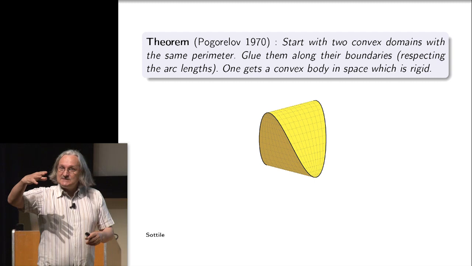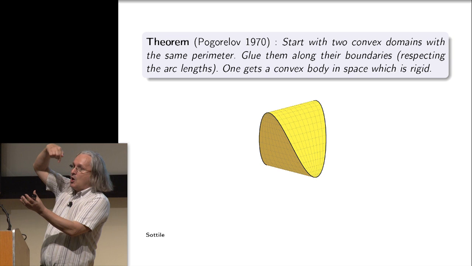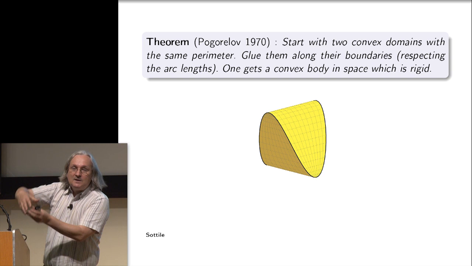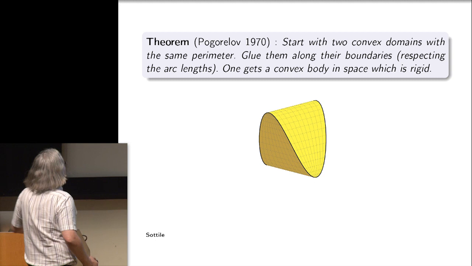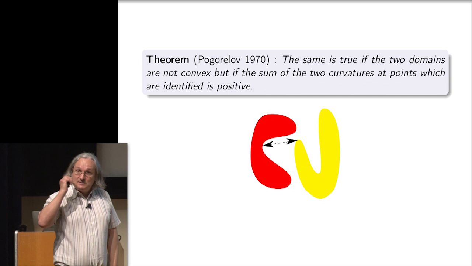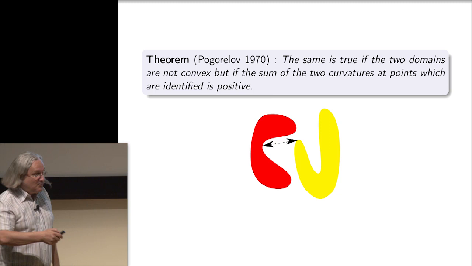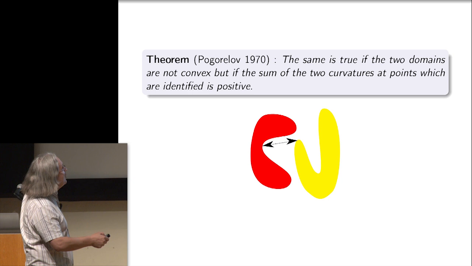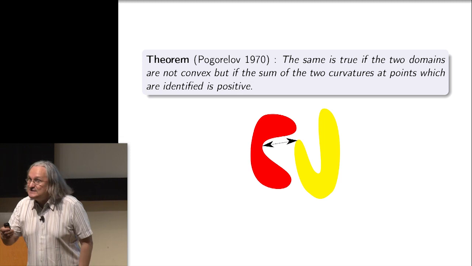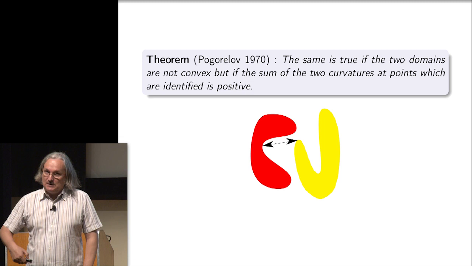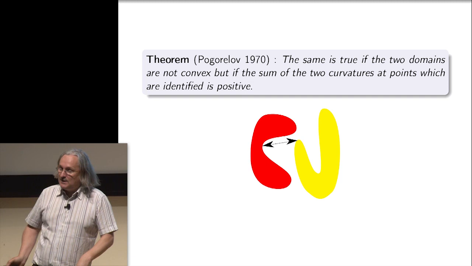The two pieces will fold. The boundary will become some kind of non-planar curve, and you construct a very beautiful object. This theorem is far from obvious. You take two convex domains of the same perimeter, you glue the boundary, you construct a convex plate. Not only that, but Pogorelov proved that even if the domains are not convex, you can still do it under the condition that points which are glued together should be such that the sum of the two curvatures is positive, which means that you are allowed to have some concave places, but the concave places should be glued to a convex place in such a way that the convexity is stronger than the concavity. And the theorem is that if you do that, you do construct a convex object, which is somehow the result of the wedding of these two objects.